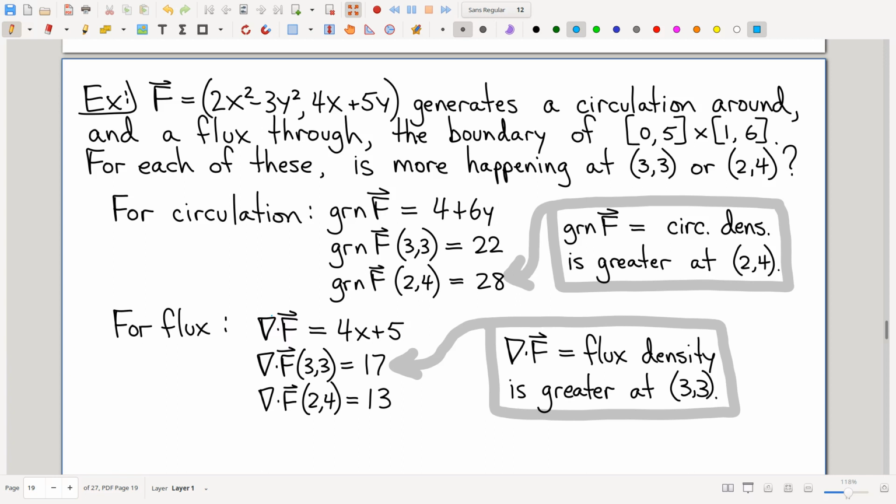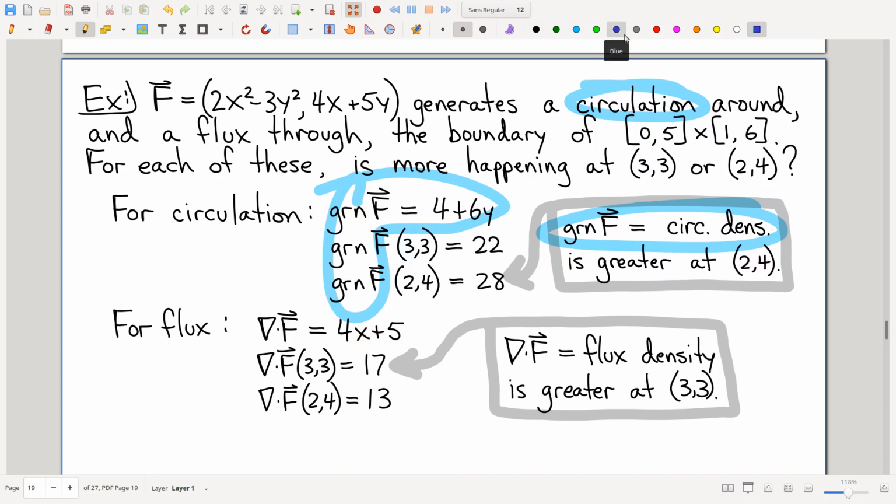To the extent that we're interested in circulation, where is the circulation coming from? Look at the circulation density. Circulation density is Green's operator. Look for where the circulation density is greatest. And of my two options, the circulation density is greatest at this point. So between these two candidates, that is where more of the circulation is coming from. More of the quantity is coming from where the quantity's density is highest.